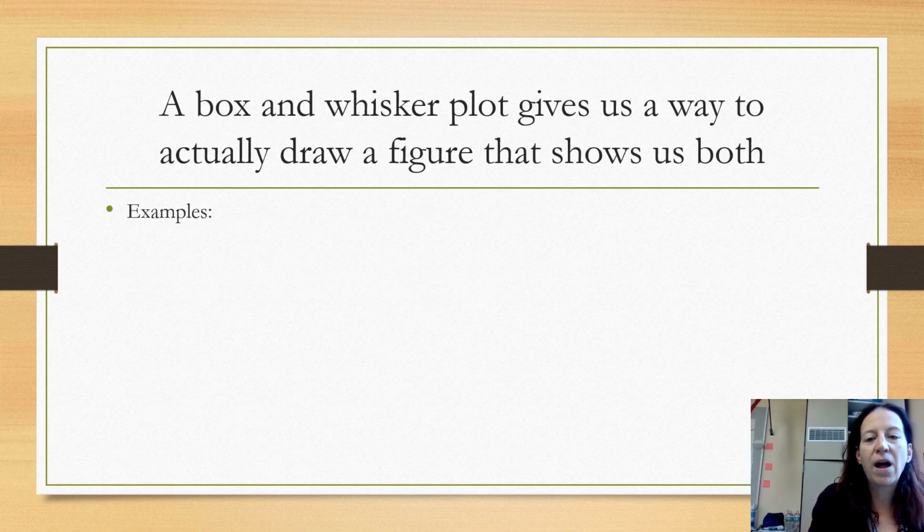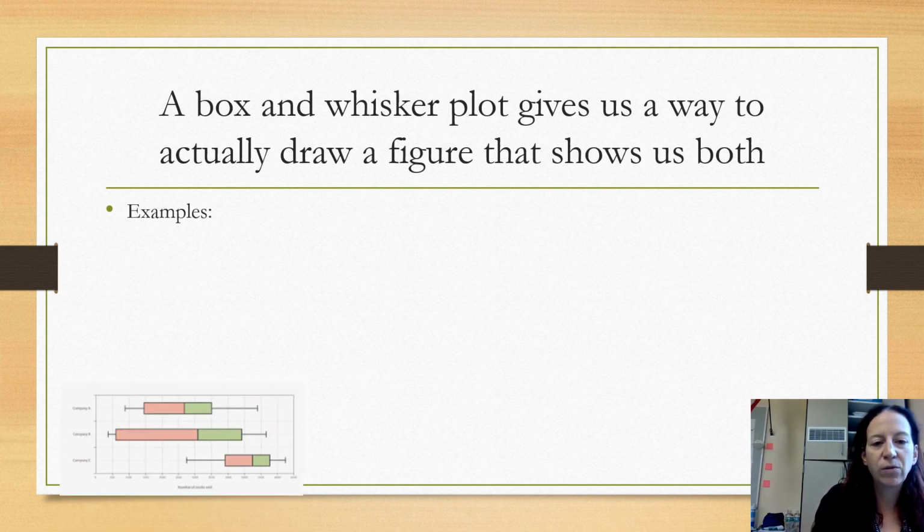So a box and whisker plot gives us a way to actually draw a figure that shows us both the middle, the center of the numbers, and the spread of the numbers. So we'll get a sense of both of those statistics in this one picture. And you know that pictures are often easier to deal with than lists of numbers.